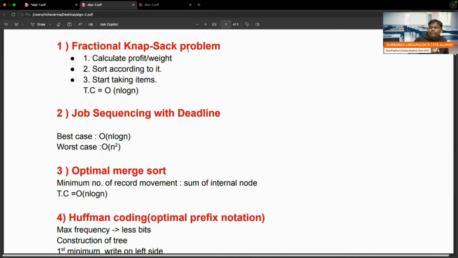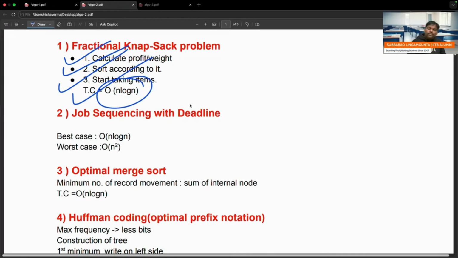What is the fractional knapsack? Fractions also you can take. Calculate the profit by weight ratio, Pi by Wi. Sort accordingly: take the larger one first, sort in descending order, then take one by one. Because of your sorting, it takes n log n. Because it is greedy, these small algorithms are very easy also.